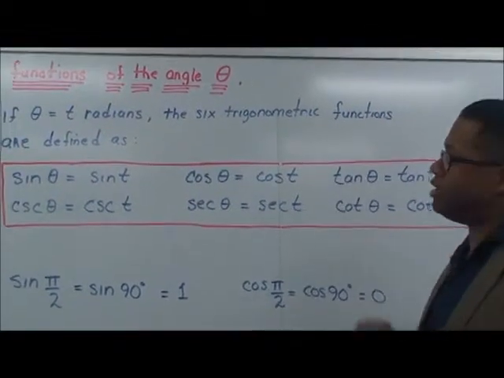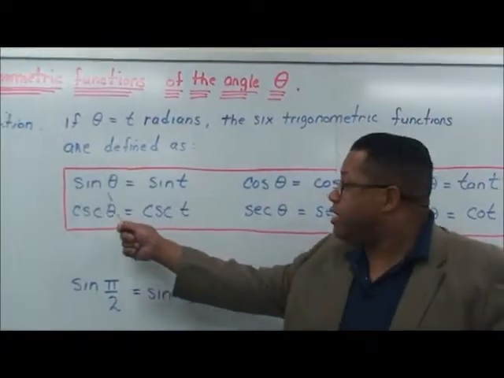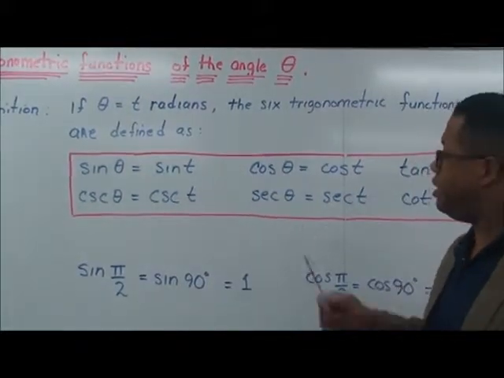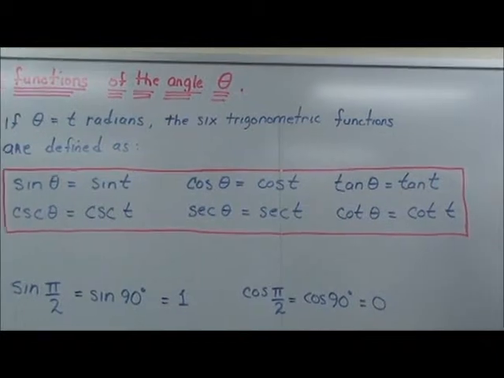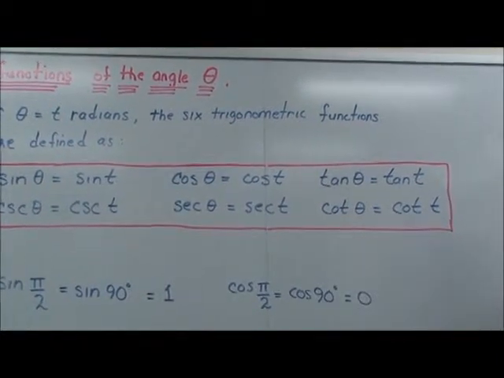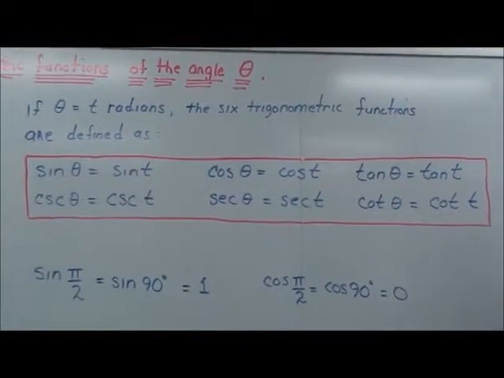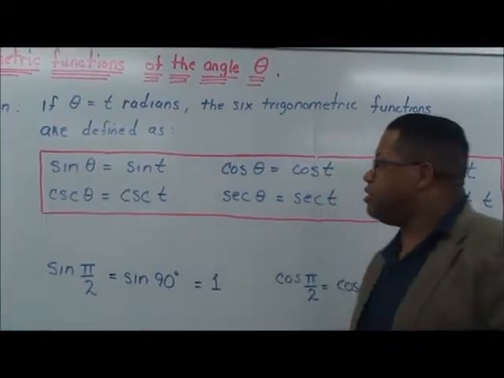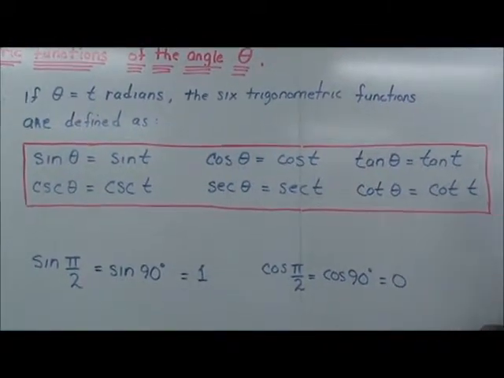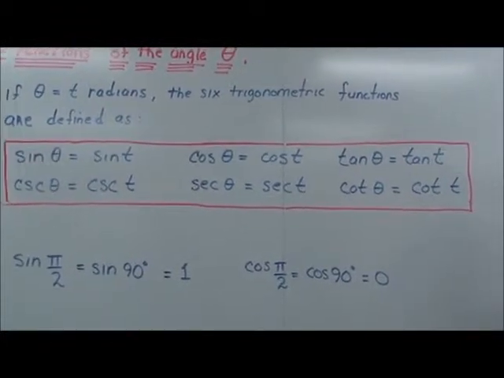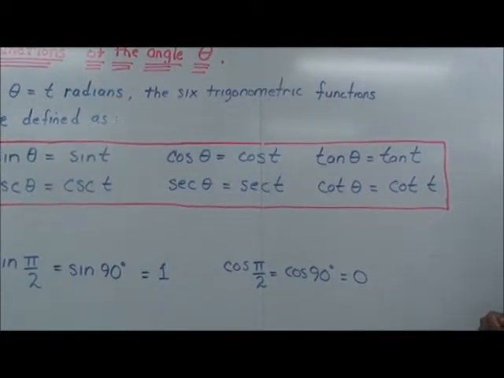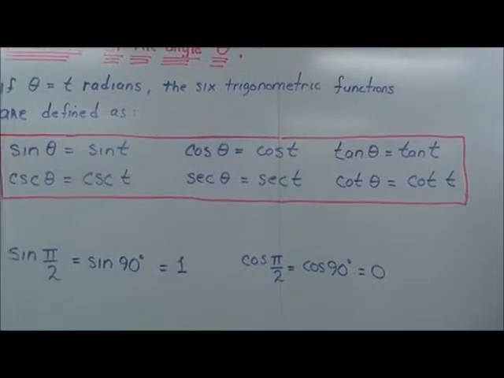Now, let's look at this. Sine theta is equal to sine t. Cosine theta is equal to cosine t. Tangent theta is equal to tangent t. Cosecant theta is equal to cosecant t. Secant theta is equal to secant t. And cotangent theta is equal to cotangent t.